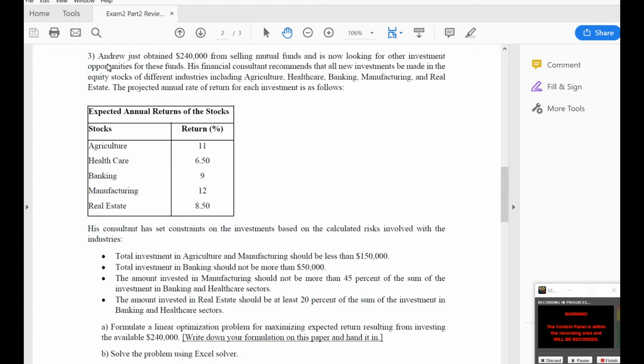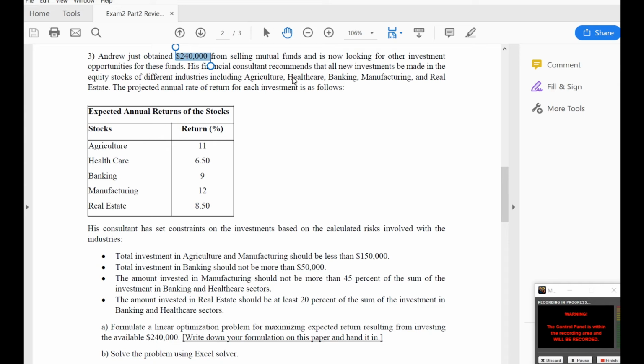So Andrew has a fund, $240,000, which he actually gained from another investment opportunity that he had in the past, and now he has this lump sum of money. He wants to invest it in five stocks, five different industries, so five market sectors, and this is the budget that he has.